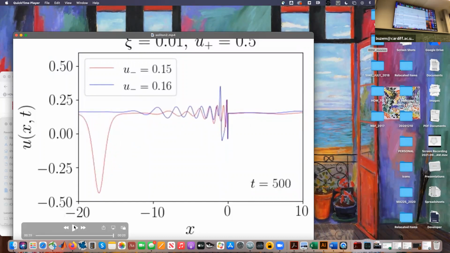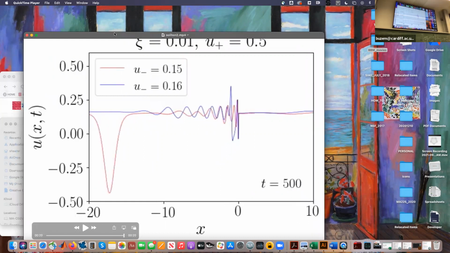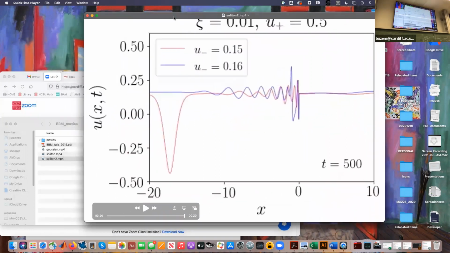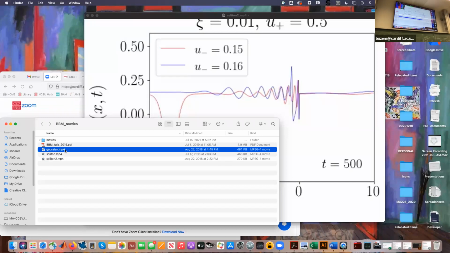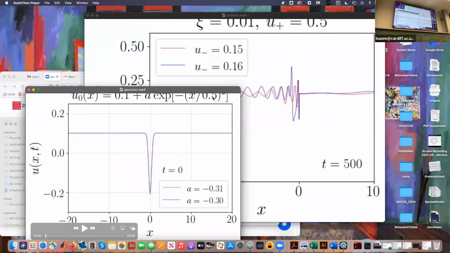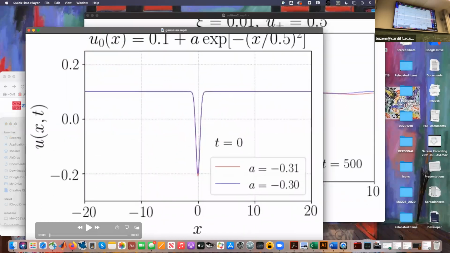Okay. Now, another interesting thing: this was with a jump initial condition. I could show you another similar movie, but instead we thought, well, how important is it to have a jump? Maybe we can start with a Gaussian. Okay, so there's a Gaussian. Actually, there are two Gaussians there, right?